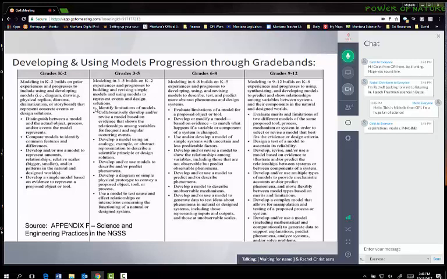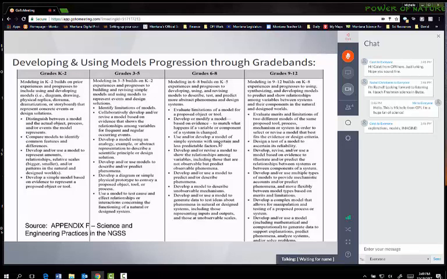Yeah. So progression models are progressions through the grade bands for developing and using models. I have some very specific verbs for each grade band. So maybe what I'll do here is assign each of us a grade band to look at. Colette, if you wouldn't mind taking grades K through 2. I'll take 3 through 5. Michelle, if you do 6 through 8, and Rachel 9 through 12.